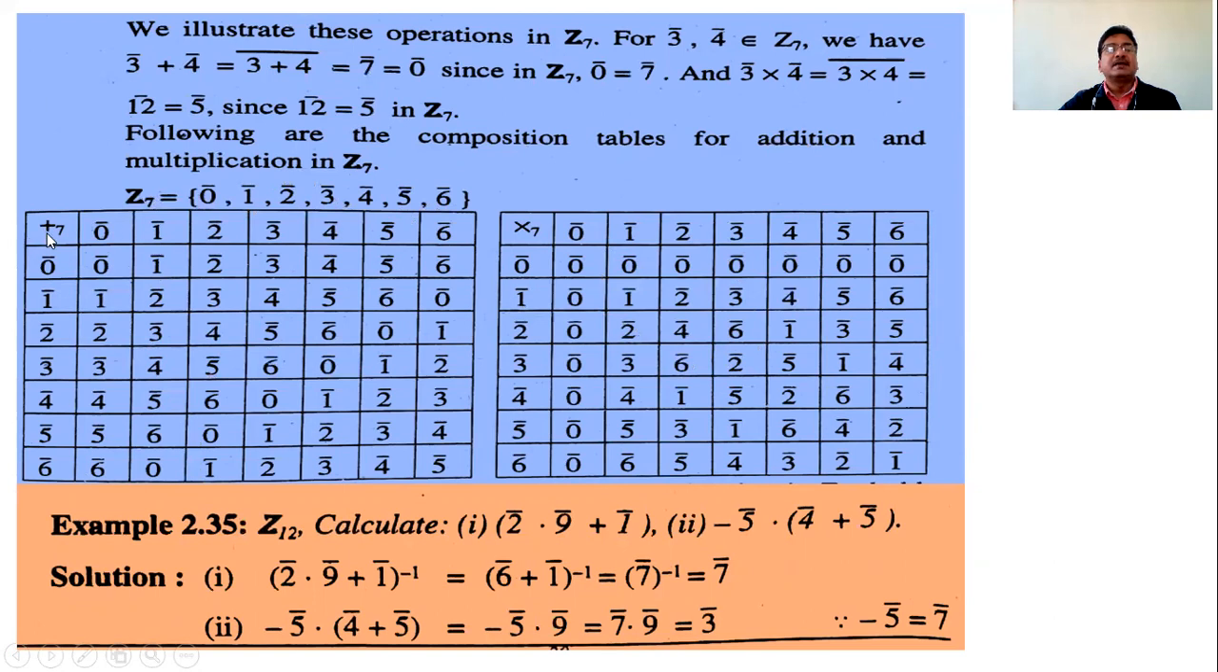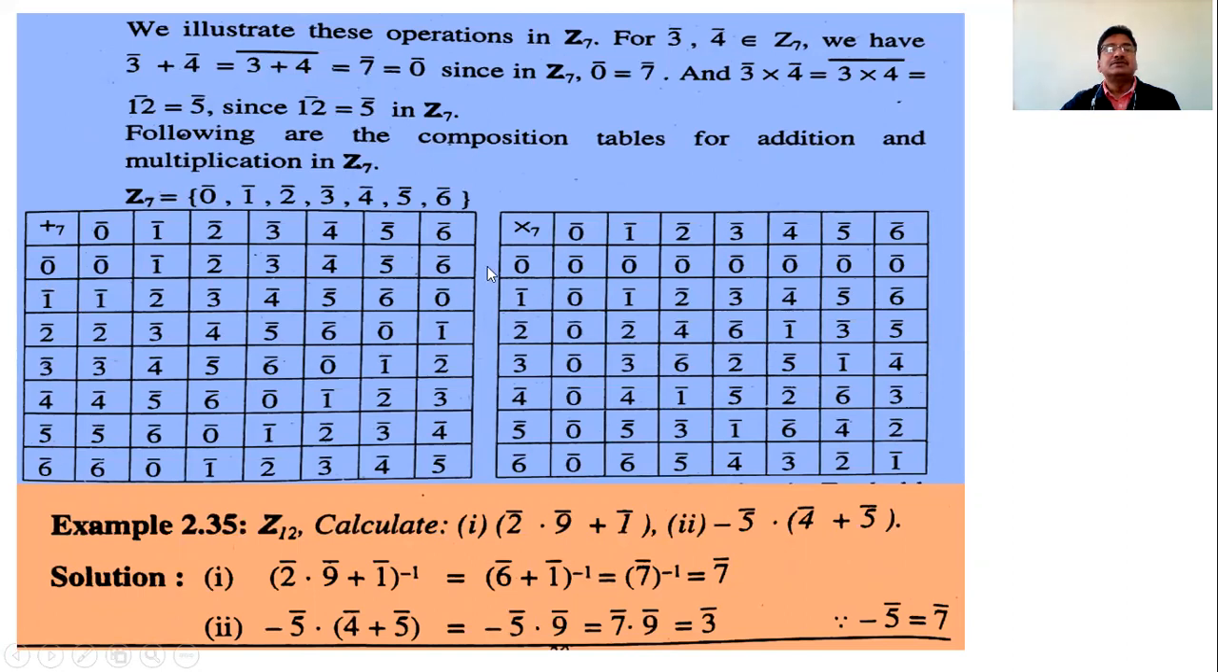And then what is the addition table? Write here the plus sign with suffix 7, or just write the plus sign, because this is the notation for addition modulo 7. And then write the entries of Z7, that is 0 bar, 1 bar, 2 bar, 3 bar, up to 6 bar in this first row. And in the first column also write the elements of Z7, that is 0 bar, 1 bar, 2 bar, 3 bar. So the first row and first column are the elements of Z7, 0 bar, 1 bar, 2 bar up to 6 bar.